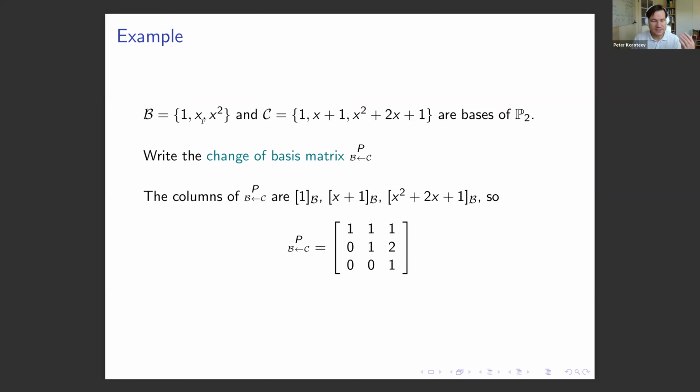So as you can see, it's easy to write this transformation once one of the bases is simple, like it's as easy as it can get. So in this case, it's 1, x, x squared, which is somewhat analogous to the choice of canonical basis in Euclidean space R3.